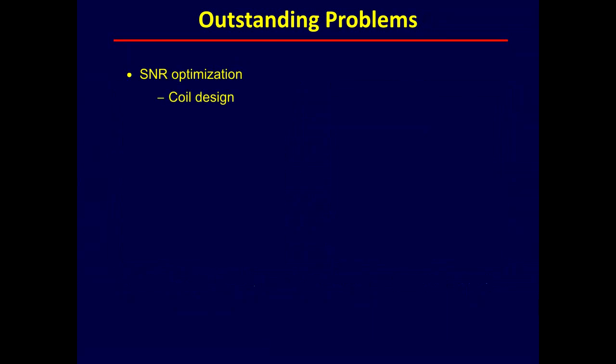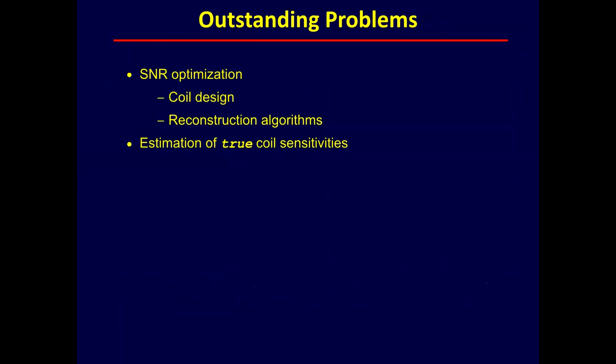So SNR is always important for parallel imaging. There are always people looking for better ways, better coil designs, better reconstruction algorithms, and also better estimation of coil sensitivities. Remember, parallel imaging is a whole family of techniques, and I just showed an example of how SENSE works, because SENSE is really the most generic framework for all parallel imaging. But there's 10 plus years of literature on parallel imaging and different algorithms. They are more or less based on the same principle.